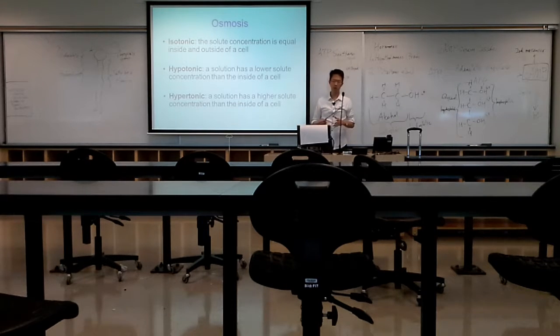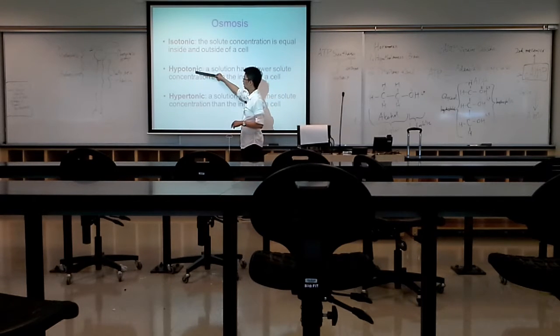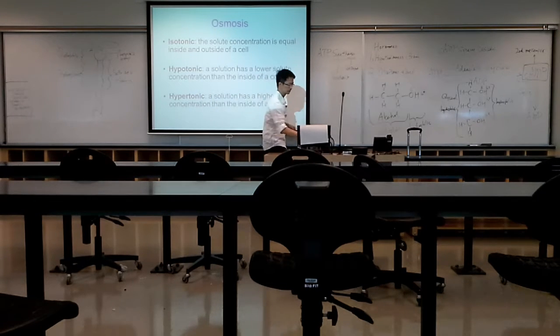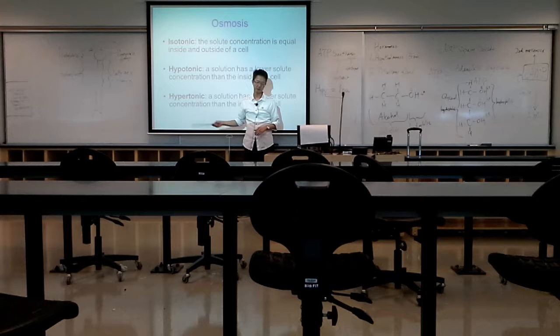For osmosis, we need to talk about three terms that you need to memorize for sure. Isotonic, hypotonic, hypertonic. Iso means the same. Hypo means low. So one way to memorize it is that hypo, low. We have O in here, O in here. It helps you to memorize. Hypo means low. Hyper, if hypo is low, then hyper means high.